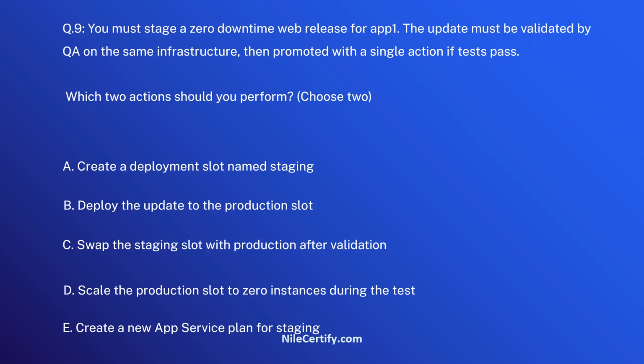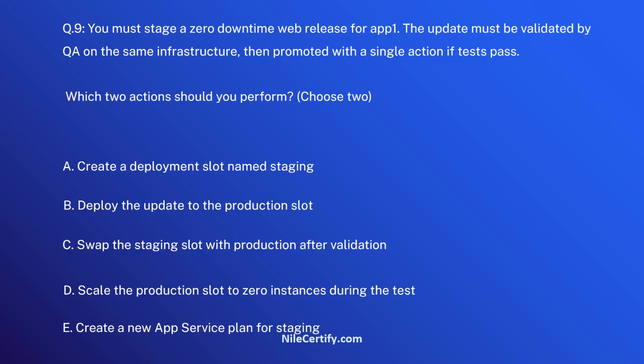Here we have app1 running on Azure App Service, and the team wants to stage a new release. Let QA validate it on the same infrastructure as production, then promote it to production with a single action, only if tests pass, with no downtime allowed. And the question asks, which two actions should you perform? So let's break it down.